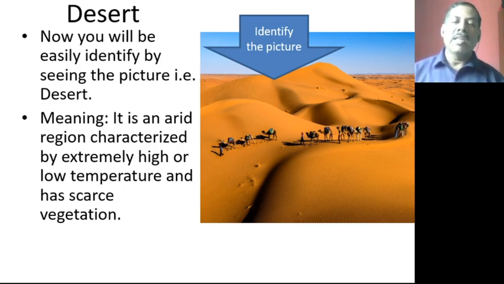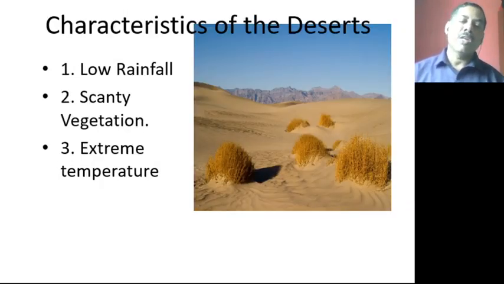So now we can easily identify the characteristics of the deserts. What type of characteristics are there in the deserts? The first one, low rainfall. If you see this desert, you will be able to identify the area has low rainfall, so the vegetation will be very less. The second one is scanty vegetation. By seeing the picture only, you will be able to identify the vegetation is not available because too much heat is there. And the third characteristic of the desert is extreme temperature.